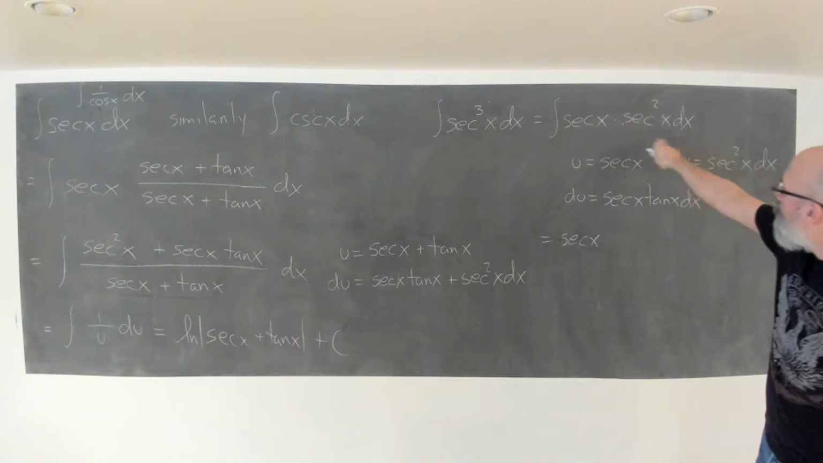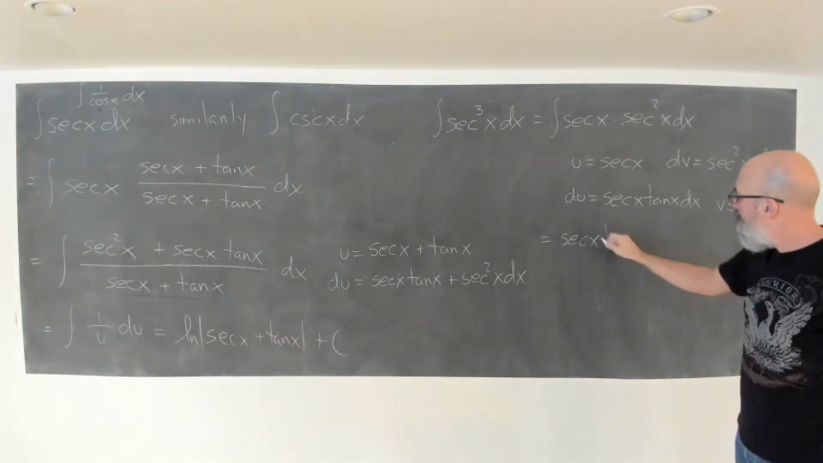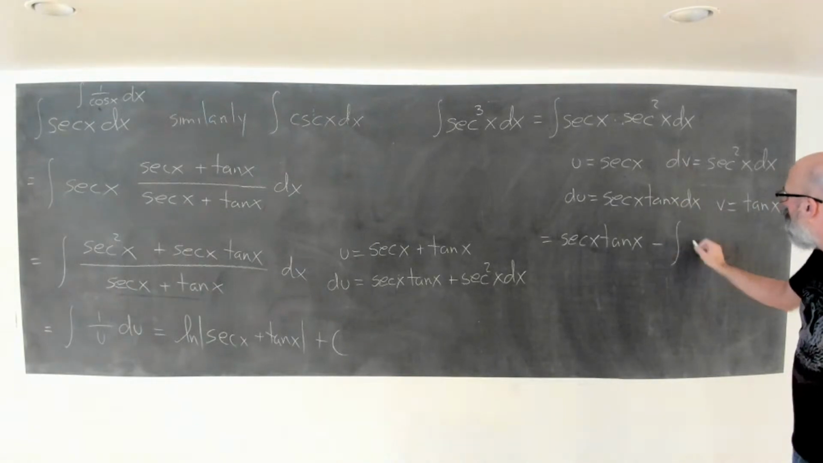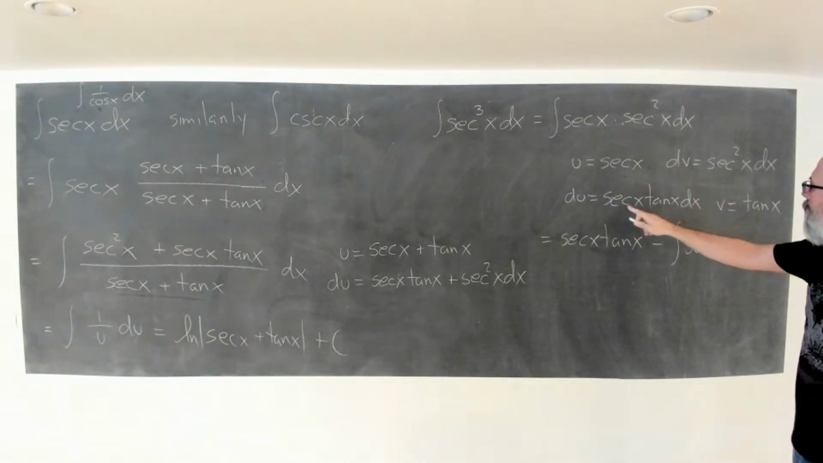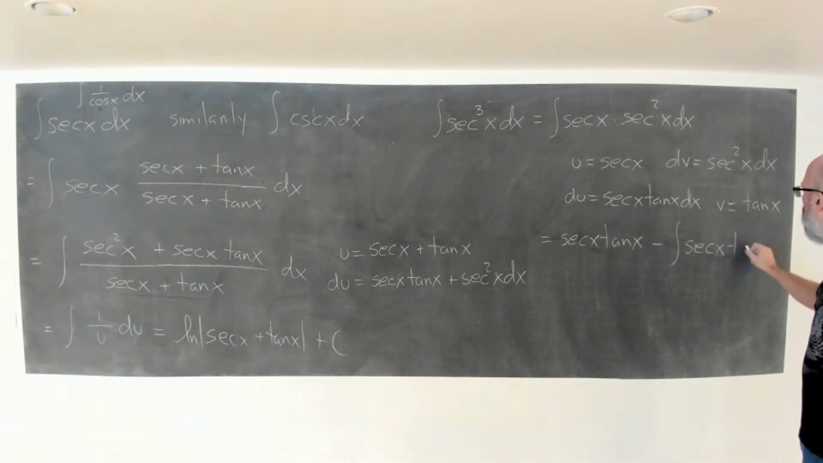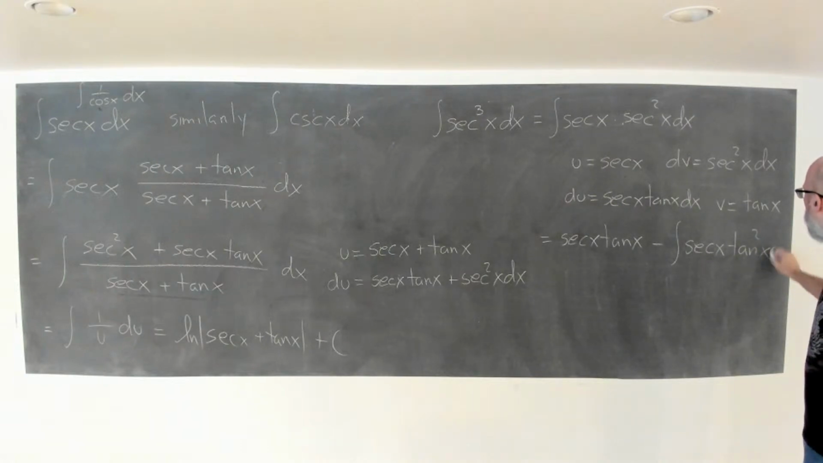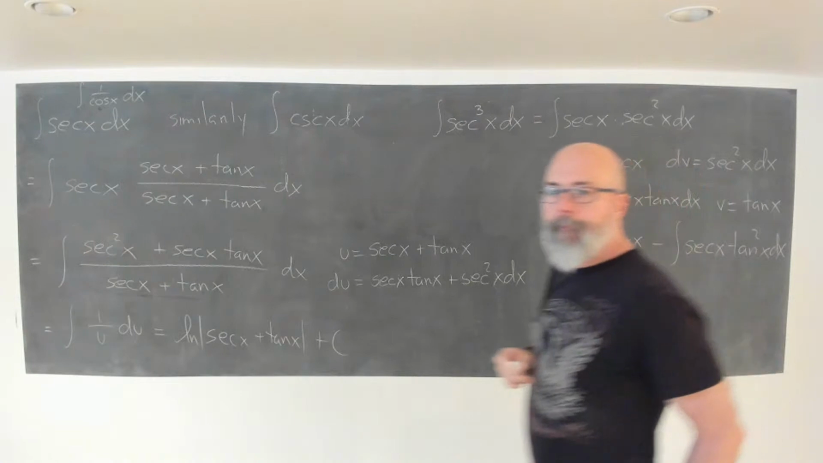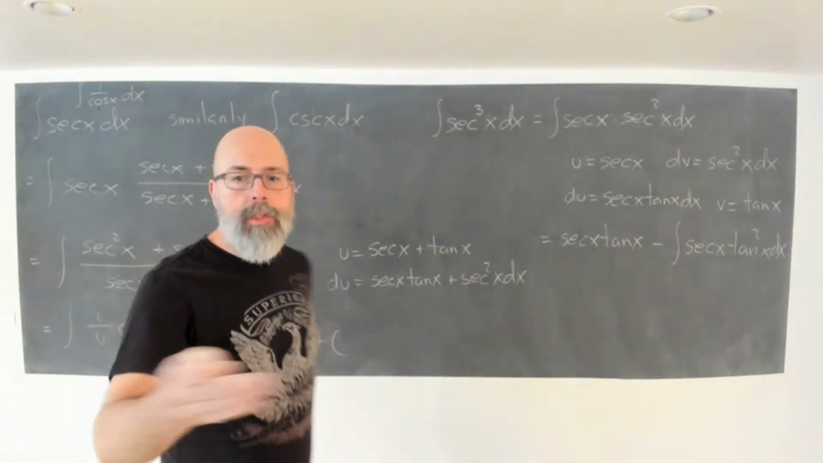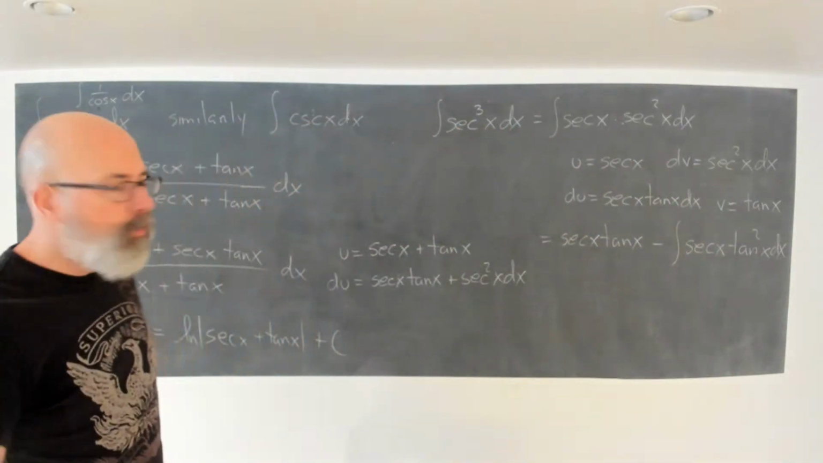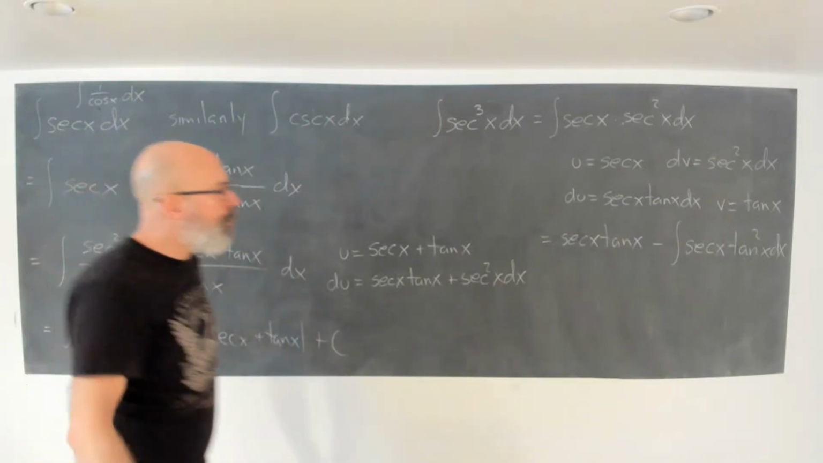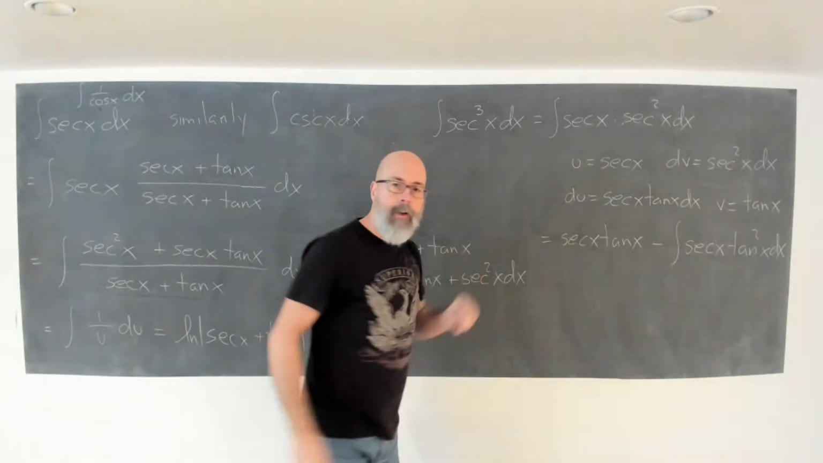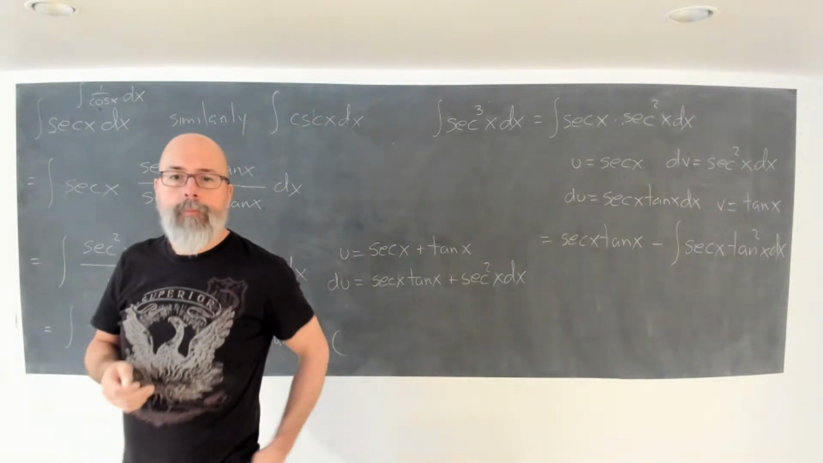So integration by parts on this: uv, secant x tan x, minus the integral of v du, secant x tangent squared. If u is secant, then du is secant x tangent x, but you don't have a tangent anywhere here. And that's the problem.